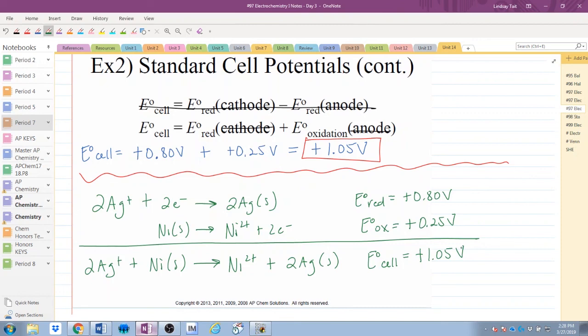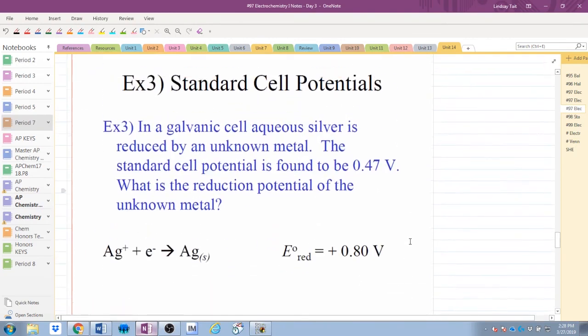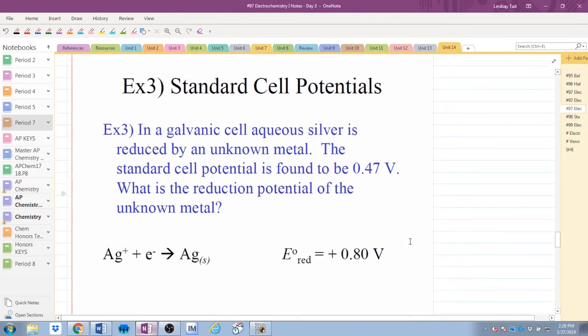All right, so last example. Here we go. In a galvanic cell, that tells us we want our E cell to be positive. Aqueous silver is reduced by an unknown metal. The standard cell potential is found to be 0.47 volts. What is the reduction potential of the unknown metal?